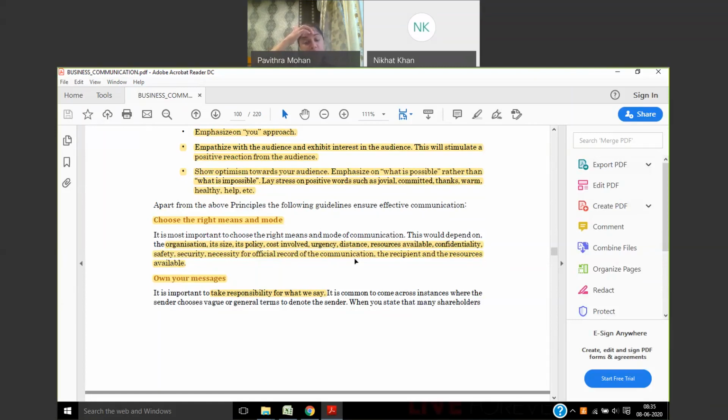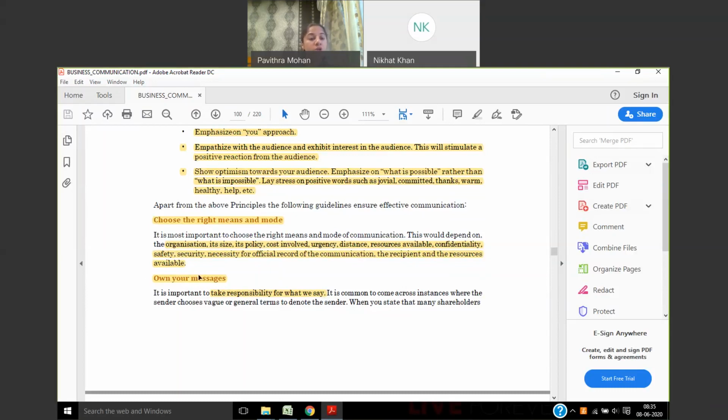Then the recipient, who is the receiver; based on them I have to send it. Then the resources available. Okay, what are the resources available to me? Based on that, how I can send across the information, whether I have an internet connection, or there are certain cyclones and such things happening, I don't have electricity supply, then what other alternative method can I use? Okay, so all these things will be important for us. Then this is to choose the right means and modes.